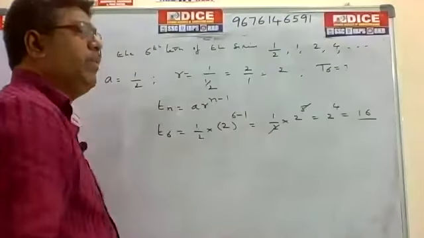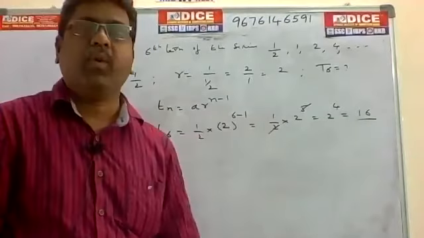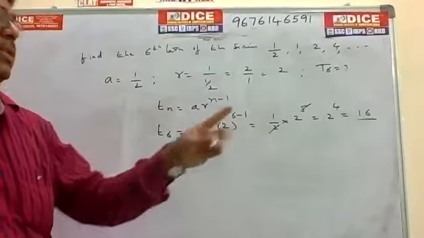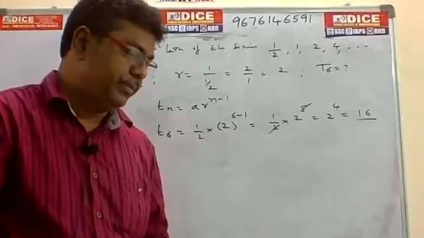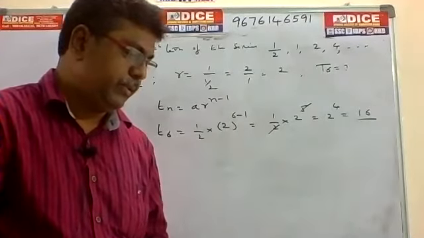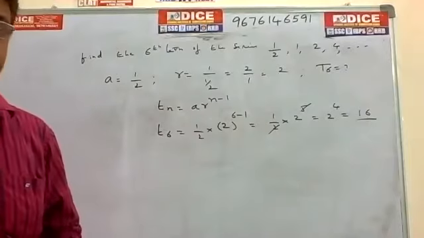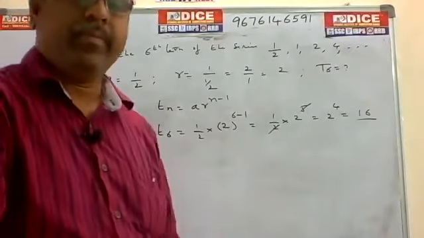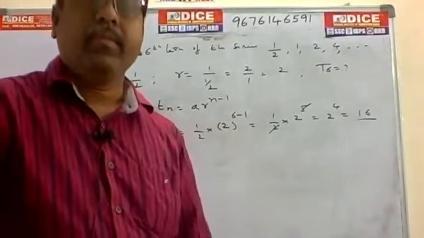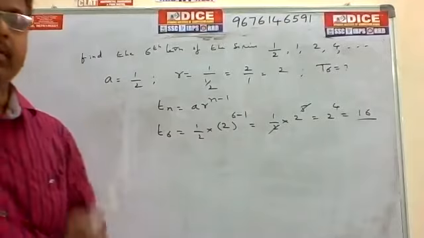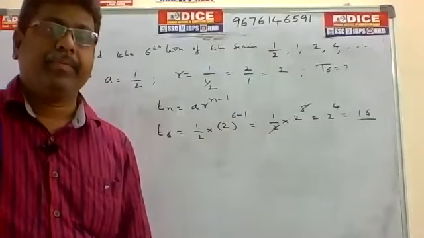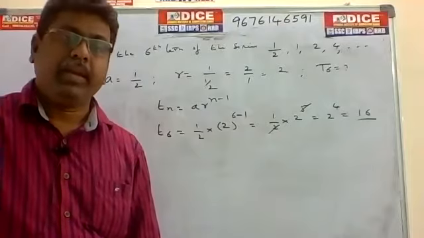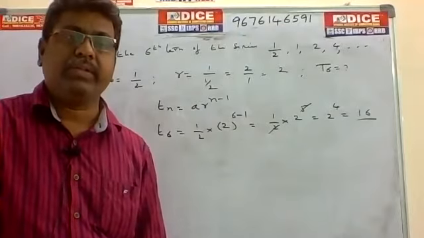So 2 to the power of 5 is there, 1 by 2, 1, 2 cancel. 2 to the power of 4 remains. 2 to the power of 4 means 16 is the correct answer. So the answer is 16, the right answer for the previous one. Very good answer. Nikita, right, very good answer, and Aishwarya, very good answer.